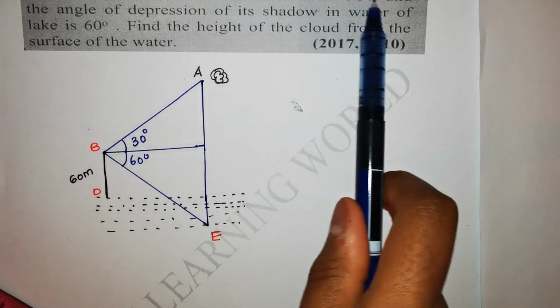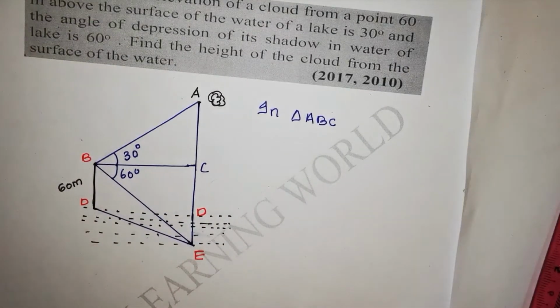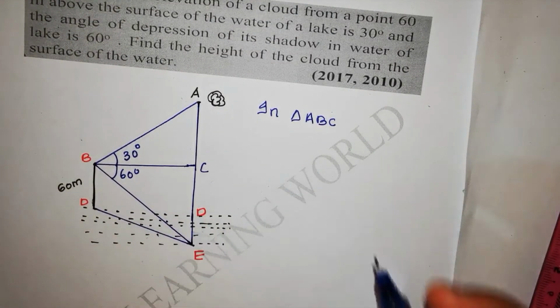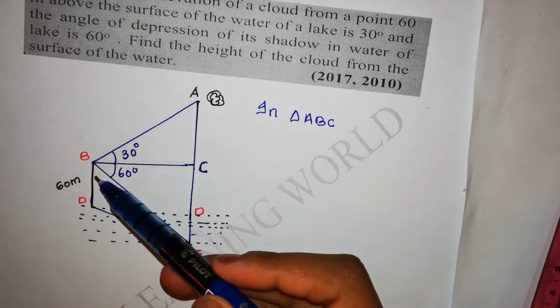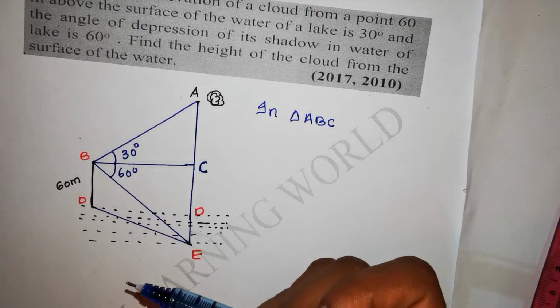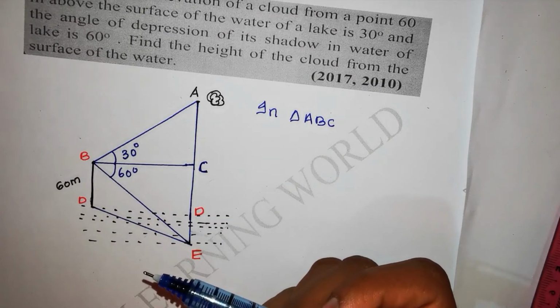Okay students. So in the question, understand the question, the angle of elevation of a cloud from a point 60 meter above the surface of water. So students, here I joined ED and I gave the name of this point as C. Let me take the triangle ABC first.